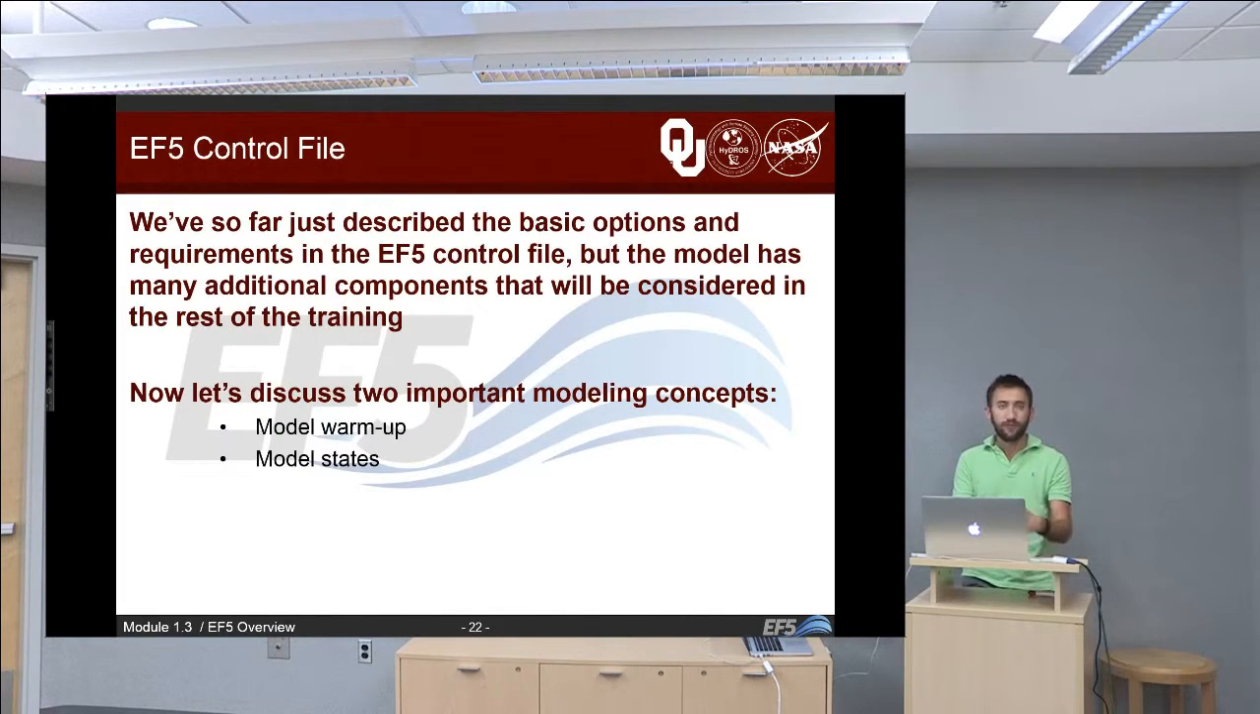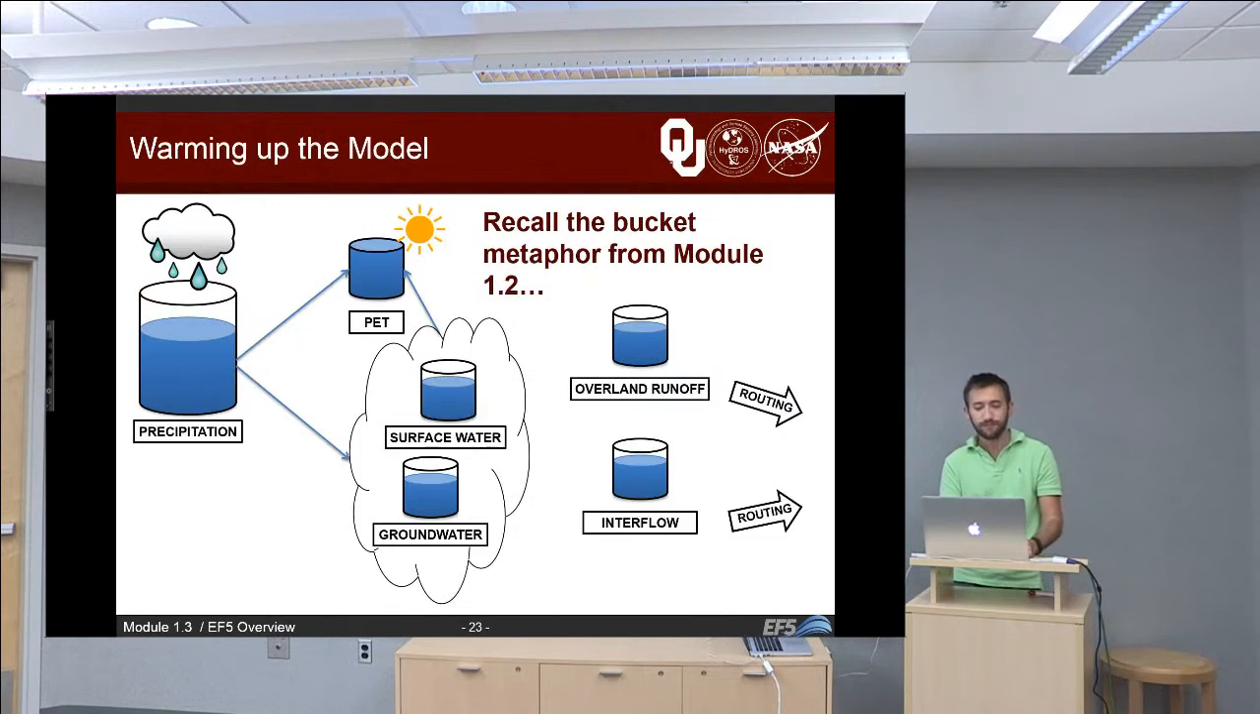So we've so far just described very basic options, very basic requirements, but the model has additional components that will be considered in the rest of the training. They're in the README file. There are many, many more options that we haven't discussed yet. But for now, let's take a step back for a second and discuss two more general but still important modeling concepts, model warm-up and model states.